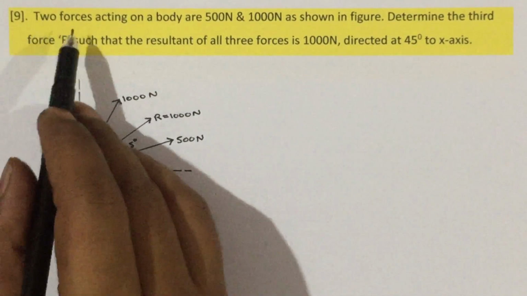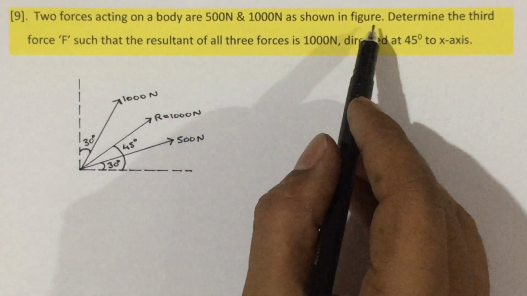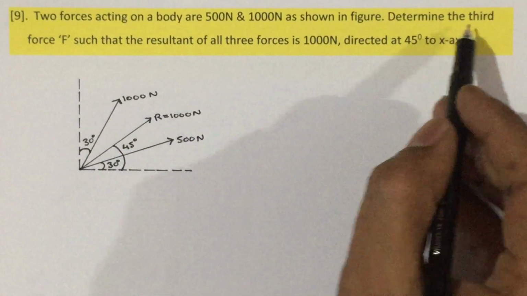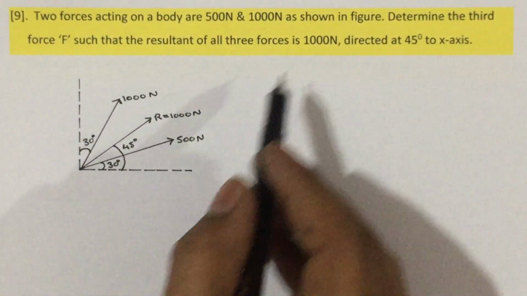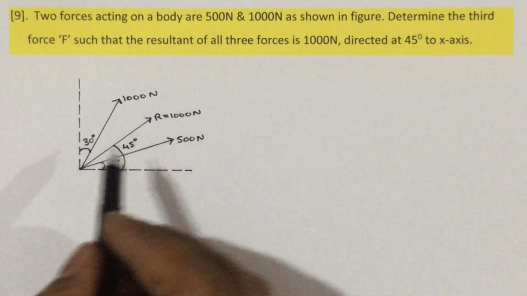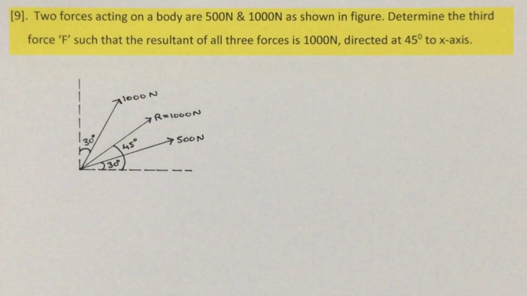Problem number 9. Two forces acting on a body are 500 Newton and 1000 Newton as shown in the figure. Determine the third force F such that the resultant of all the three forces is 1000 Newton and it is directed at 45 degree with respect to x axis or horizontal.